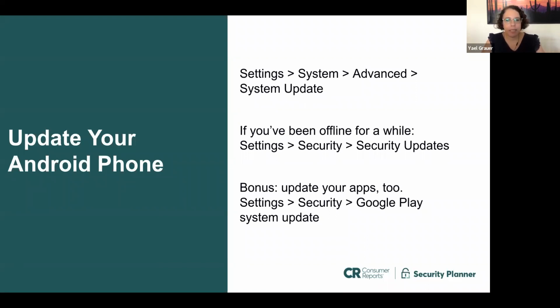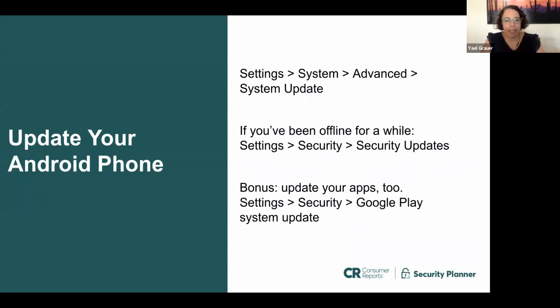Google releases updates for security reasons and to introduce new features. Those should already download automatically, but you might want to check for updates on your own if your device has been offline for a while. The way to do that is to go to Settings, Security Updates. And you can also update the apps on your phone too. You do that by going to Settings, Security, Google Play System Update to see if there are any updates through the Google Play Store that are available.